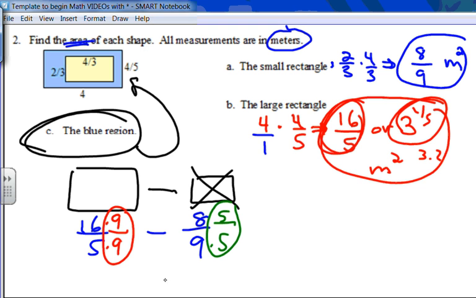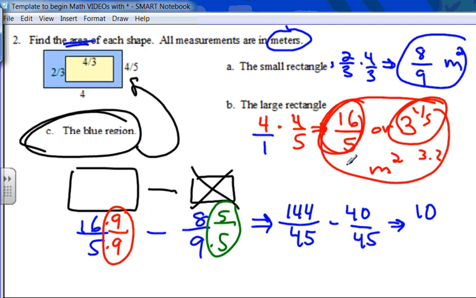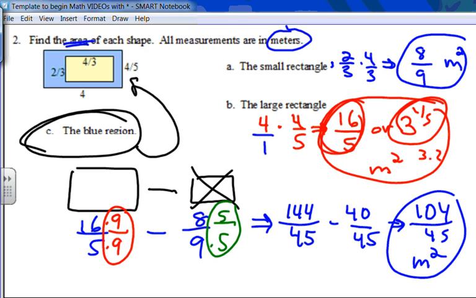So our new subtraction problem is 144/45ths subtract 40/45ths, which is 104/45ths square meters, or if you prefer, that would be 2 and 14/45 square meters.